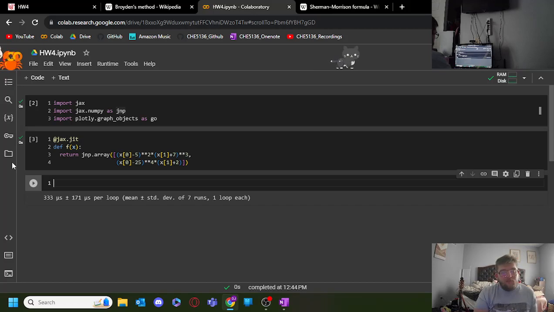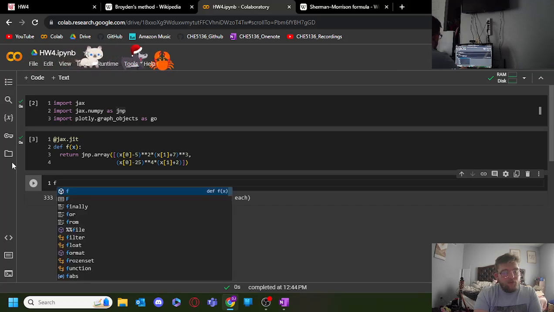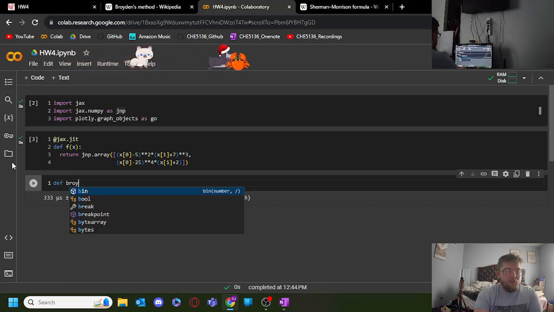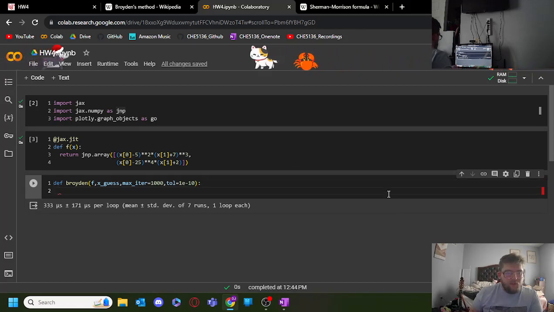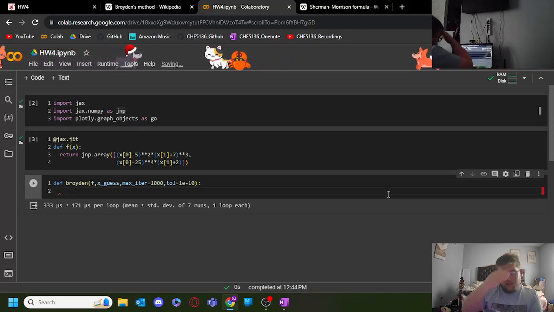Alright. So now we got our function we want to solve for, or find the roots of. So now we gotta define our Broyden. Gotta pass our f. We have to have an initial guess, just like if we were to do a Newton. It's always got to add max iters. Do 1,000. Tolerance 1e to the negative 10. Broyden.